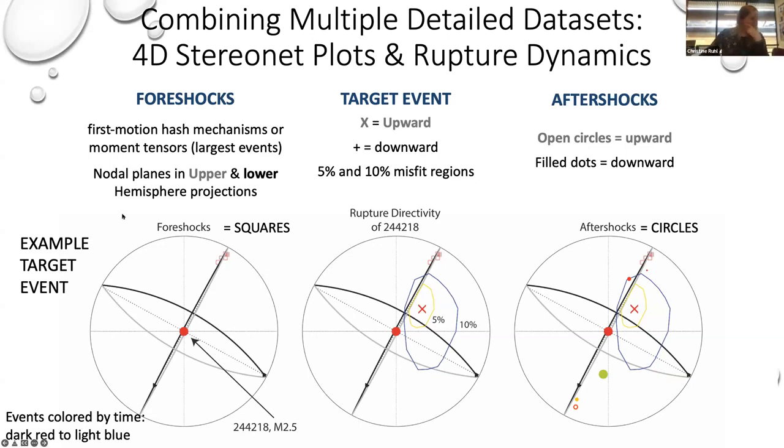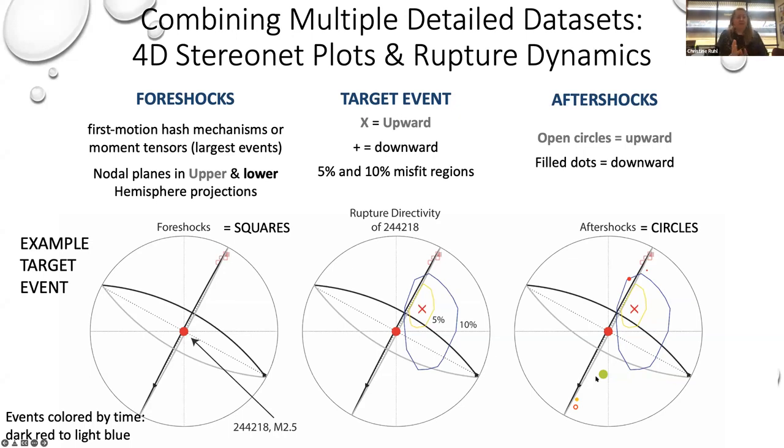In this first plot, these squares are showing the foreshocks for this event, and you can see that they're perfectly aligned on the fault plane. That would imply that this earthquake is probably on this northeast-striking fault plane. In the second one, I plotted the rupture direction with our uncertainties. It's this X, and you can see that it's more or less in the northeast direction, and within 5% it's lining up on the fault plane. Then we look at the aftershocks, and most of them occur again on that same fault plane, but in the back direction.